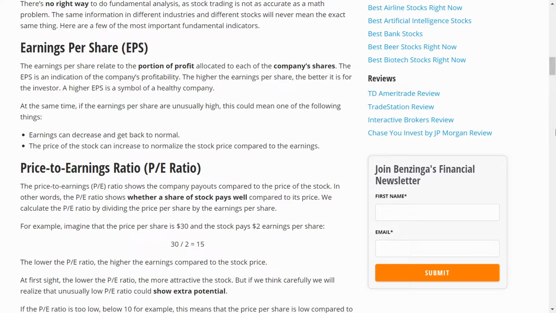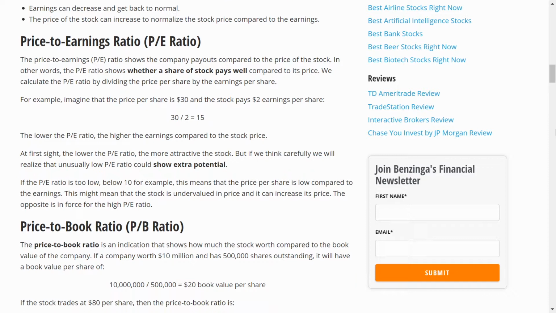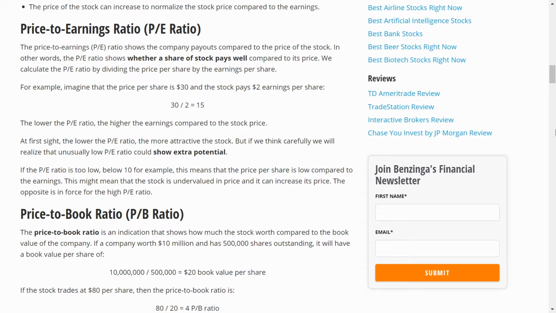Relatively speaking, it's good to look at from a guidance point of view. If you're looking at an earnings report and you see a good EPS, or an EPS above what it was before, that's a good thing. Now, this next one is one you want to look at in a broad way when doing fundamental analysis. The PE ratio shows the company's payouts compared to the price of the stock. In other words, it shows what a share of stock pays compared to its price. You can balance it out, price to earnings.